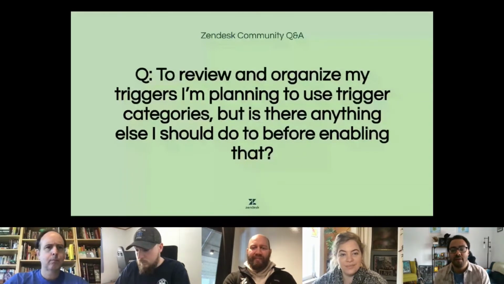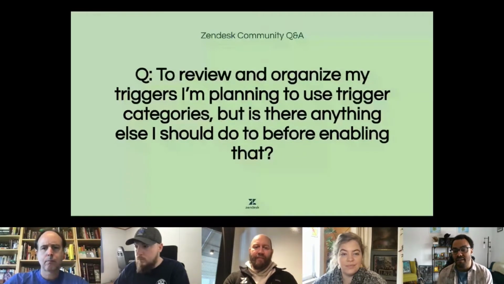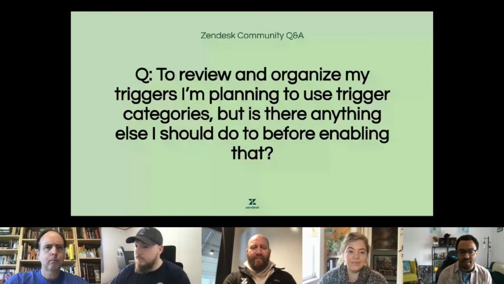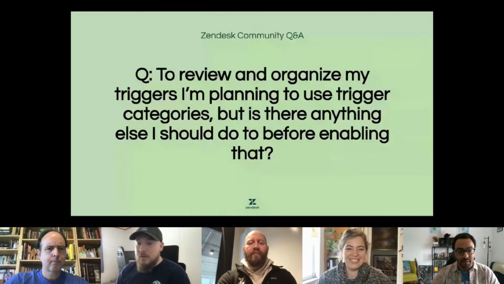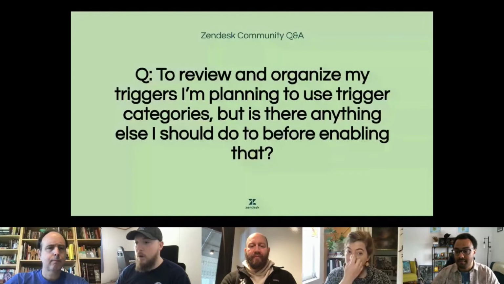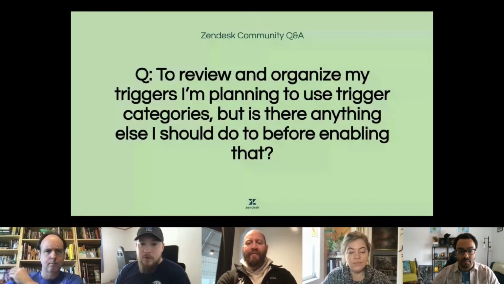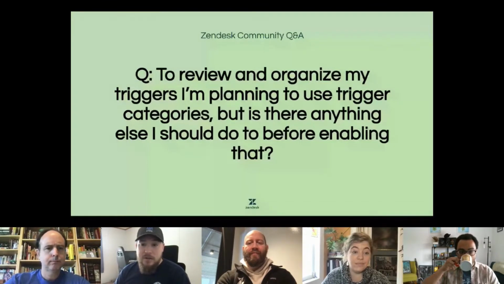Okay, to review and organize my triggers, I'm planning to use trigger categories, but is there anything else I should do before enabling that? That's a pretty good question. Travis, I believe you have an answer on that for us, correct? In terms of the question here, we actually got quite a few similar questions about organization, people wanting to make sure that they keep their ducks in a row as they build their account out. As the company grows and therefore your account grows, you might create a lot of triggers over time, and that's definitely daunting. And so organization could play a very key role for you here.